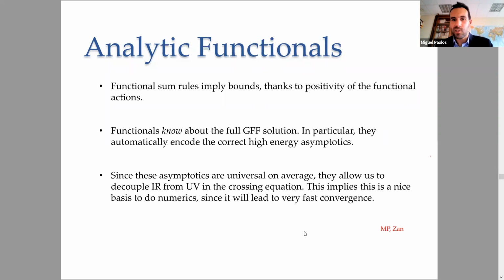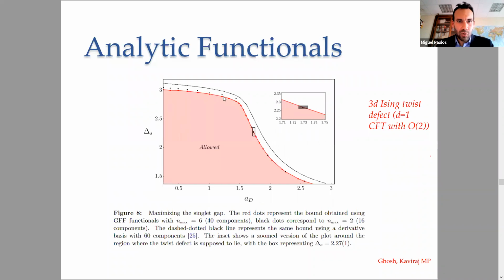This implies that this is a very nice basis to do numerics, since the low energy results that we are interested in will converge very fast. As an example, let me show you some bootstrap bounds that you can get in the case of the 3D Ising twist gap, which is a special N = 1 CFT with O(2) symmetry. The black dashed dots are the traditional bootstrap analysis, which uses derivatives, and here I think it has 60 components. And then the black and red dots use these new fancy functionals. This plot shows two different results with 16 and 40 components, but basically the results converge immediately.